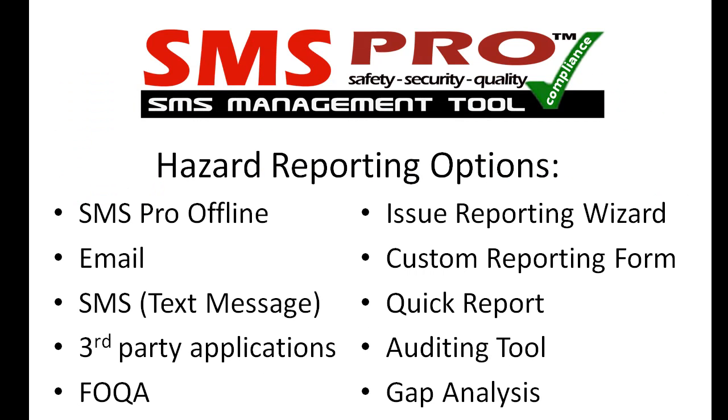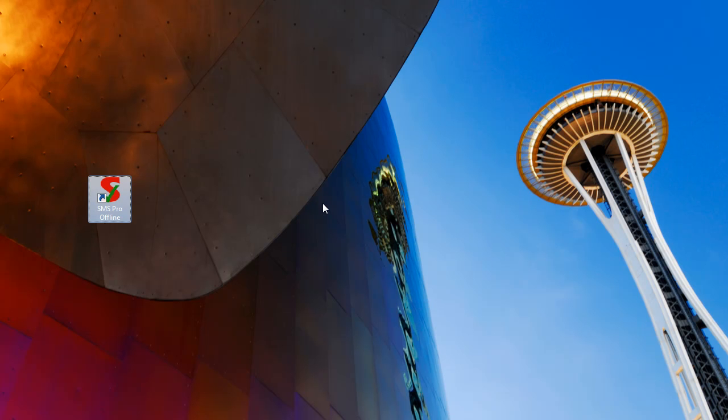SMS Pro provides many hazard reporting options. SMS Pro Offline is by far the fastest and provides the best user experience. It's perfect for busy users reporting issues on the go. SMS Pro Offline does not require internet connection at the time of the report. While you're offline, all the reported hazards are queued up and will be reported at once when internet connection becomes available. SMS Pro Offline can be installed on any PC, laptop, or handheld device.